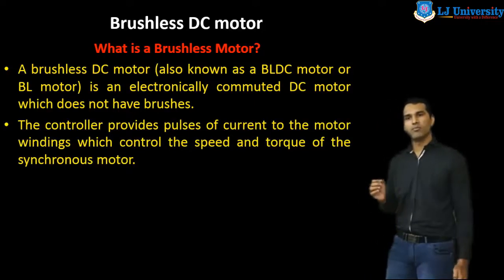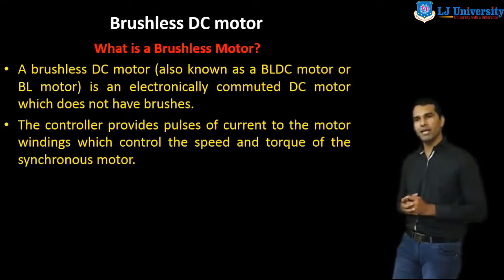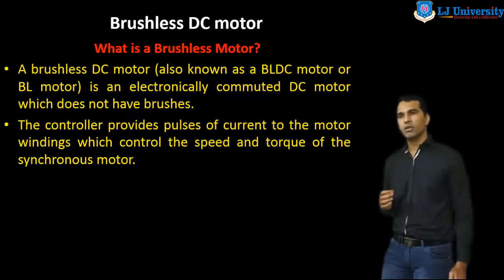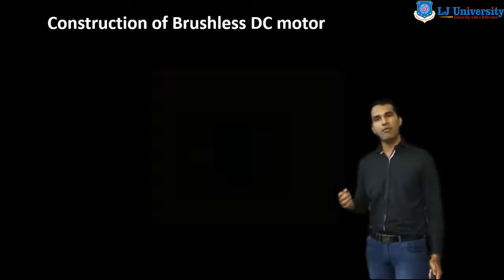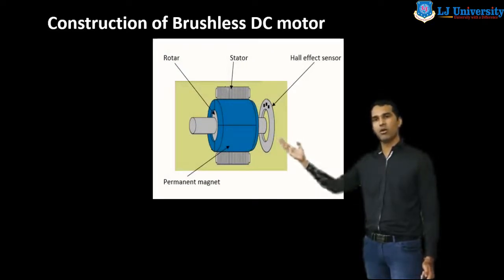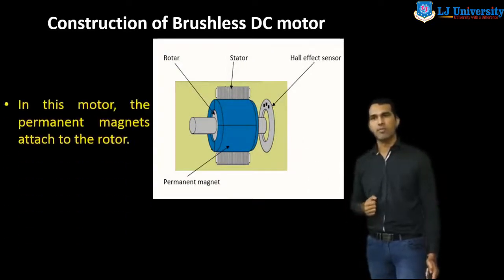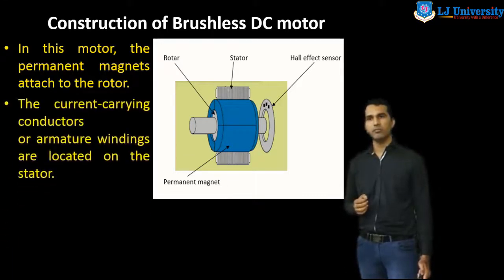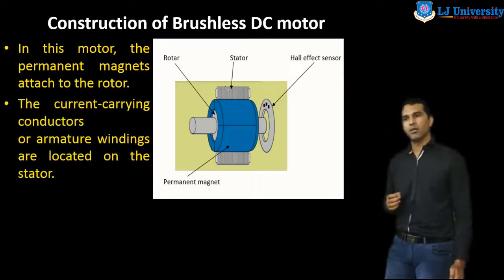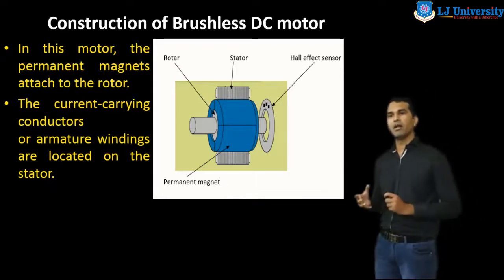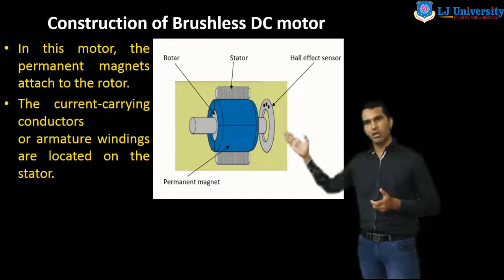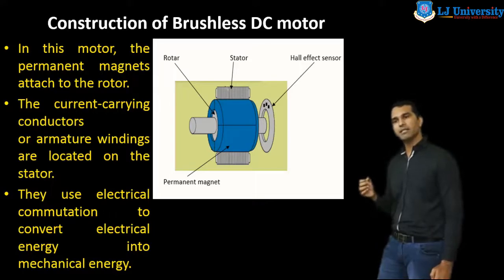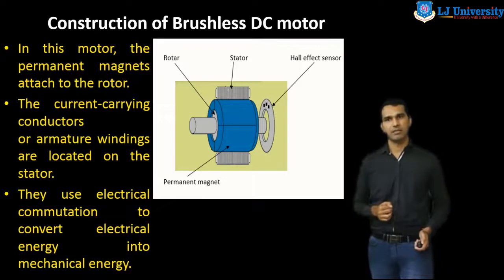The controller provides pulses of current to the motor winding which control the speed and torque of the synchronous motor. Now we discuss the construction of the brushless DC motor. In this motor, the permanent magnets are attached to the rotor. The current carrying conductors, or we can say the armature winding, are located on the stator. We can see two parts, stator and rotor, to convert electrical energy into mechanical energy.